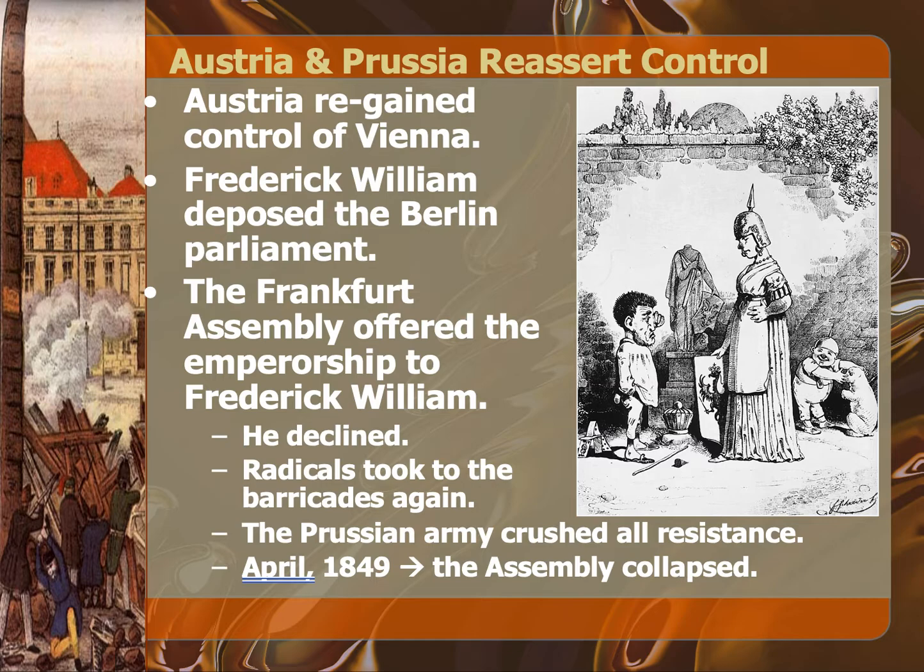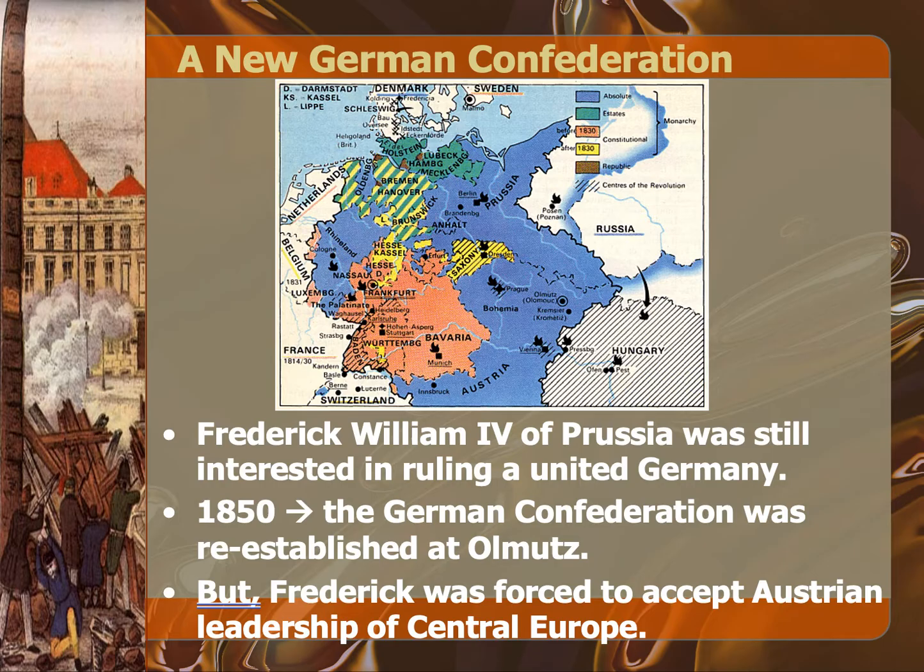So the Prussian army crushes all the resistance, and in April of 1849, the assembly collapses, and we see a new German Confederation form. So Frederick William the Fourth of Prussia still wanted to be the ruler of a united Germany, but he wanted to be ruler of a united Germany where he got to dictate the terms of him being king of Germany. So in 1850, the German Confederation was reestablished, but Frederick was forced to accept the fact that Austria still has a large amount of leadership in Central Europe. Bottom line, there's a rivalry going on between Austria and Prussia over, if there's going to be a united Germany, who is really going to have power in that united Germany.